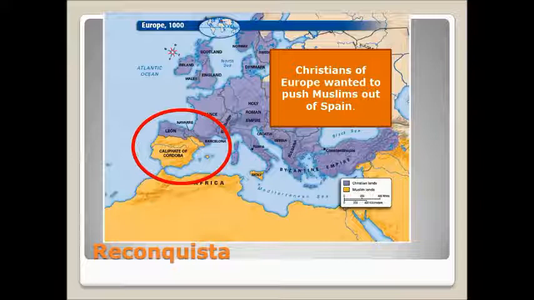So during the time period of the Crusades, but not an actual crusade, we have what's called the Reconquista. Christians out of Europe wanted to push Muslims out of Spain, or out of the Iberian Peninsula. And they're actually successful, and they pushed the Caliphate back into North Africa, and today Spain is over 90% Roman Catholic, so they are a very strong Christian nation today. So the Reconquista, in the eyes of Christians, was successful.